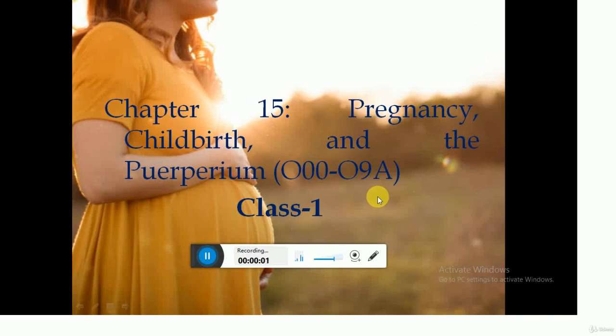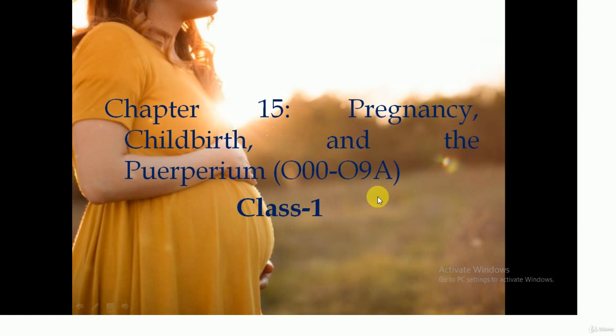Hi everyone, in this video I'm going to explain chapter 15 coding guidelines, pregnancy, childbirth and the puerperium, and the code series is O00-O9A class 1. So when we receive a medical report in which the patient is pregnant, we need to follow some coding guidelines to code a particular medical report. So what are those coding guidelines to follow for the pregnancy medical report? Now we will see in this video.